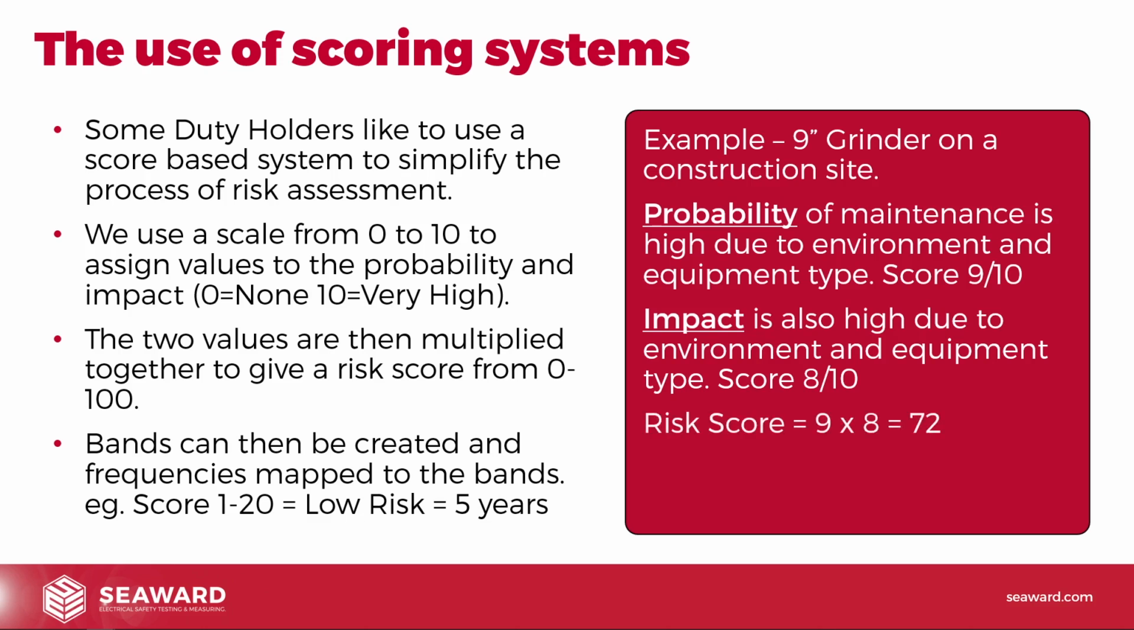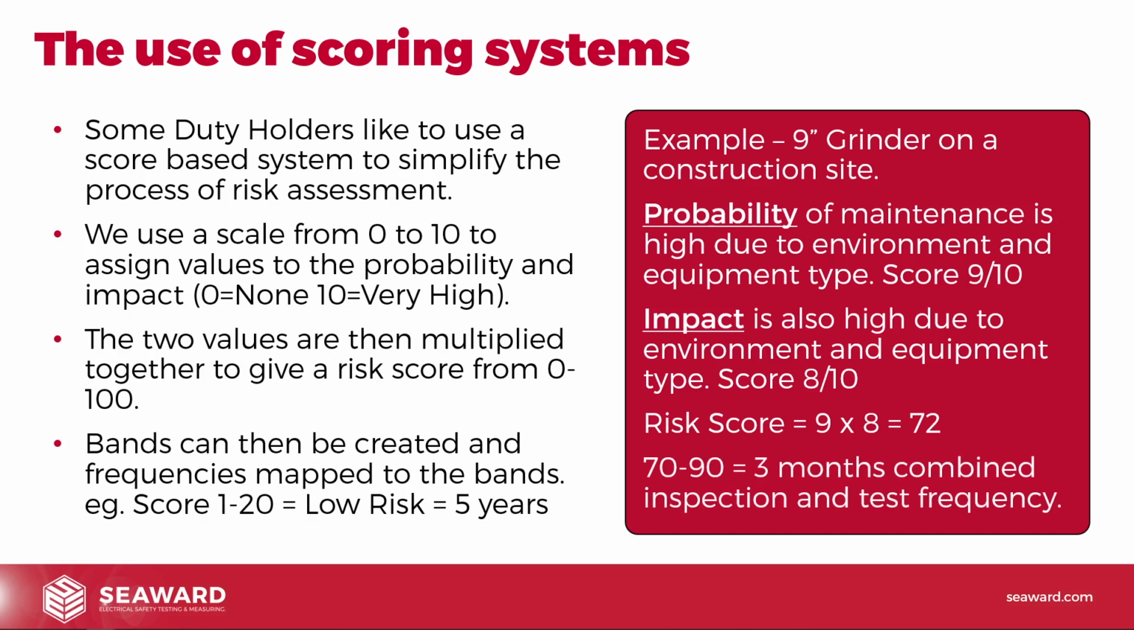So what do we get? The risk score equals 9 multiplied by 8, which gives us 72. And 72 in my made-up system here puts me in a band that I've created between 70 and 90. So between 70 and 90, I've said that 20-point band, I've said that those things would get a combined inspection and test every 3 months.